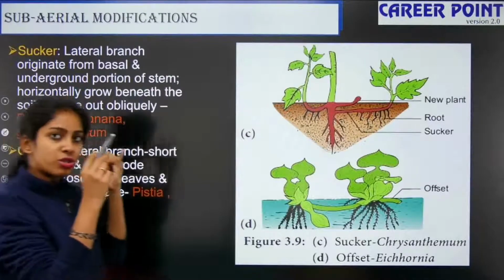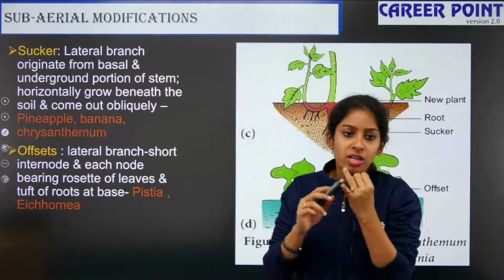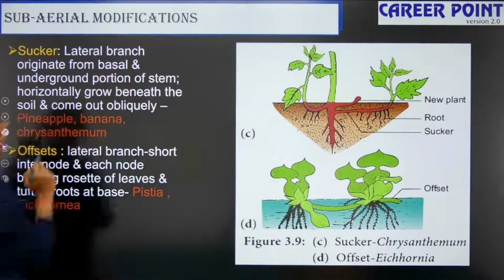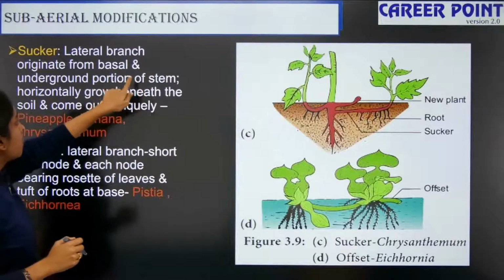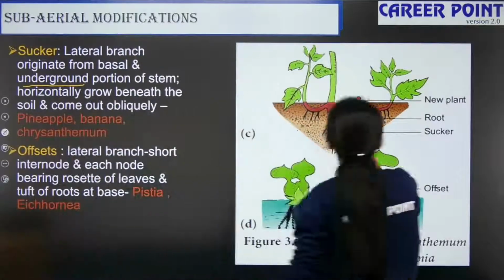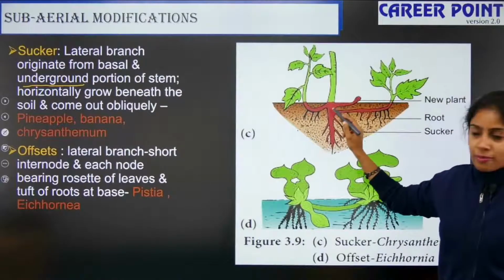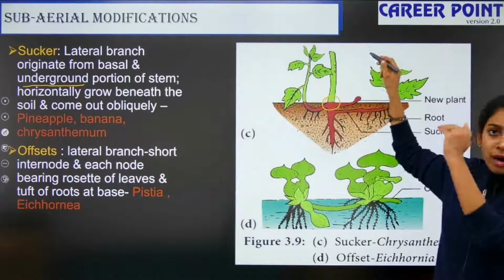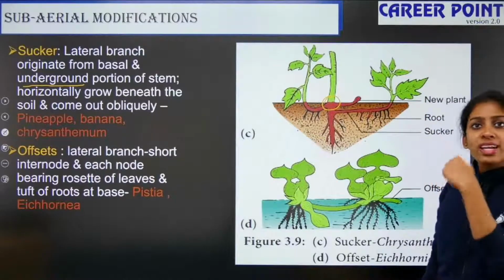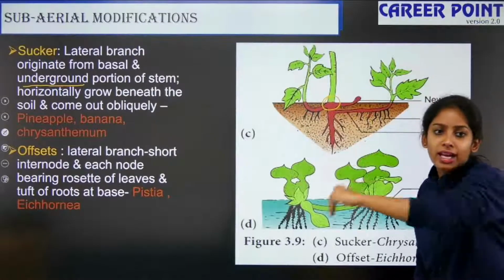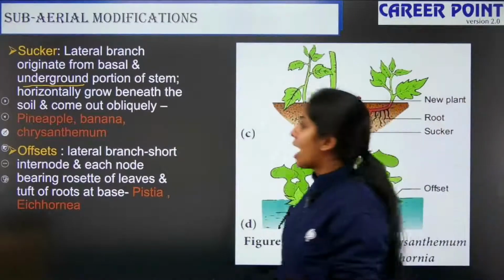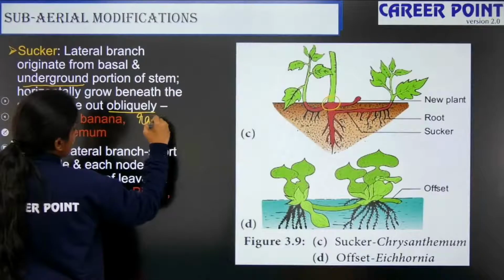So the first one was runner, then you have stolon, now it is sucker. So what does a sucker do? It is a lateral branch, it also originates from the basal portion, but it does not grow aerially, it grows underground. So here also it is a lateral branch, it grows from the base of the stem, but it does not go above the soil, it grows beneath the soil, right? And then it comes out. In stolon, it is vice versa. It grows above the soil and comes inside the soil. So here it grows below the soil and then comes out of the soil at a random position. Obliquely means randomly.